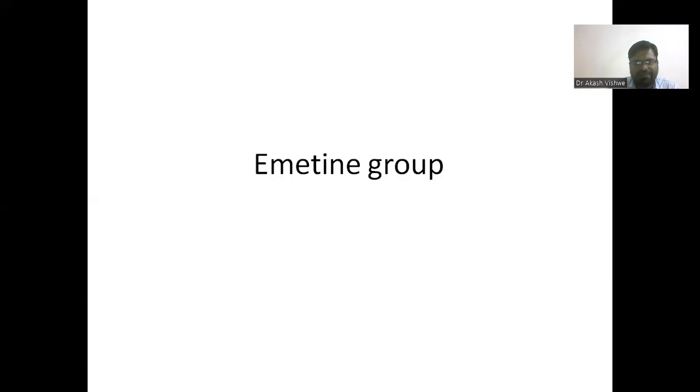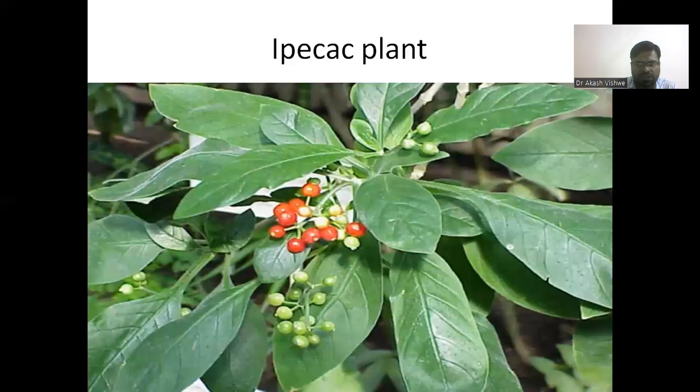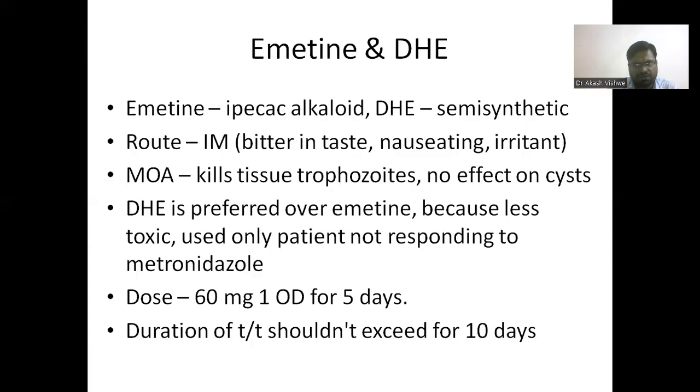So this is the emetine group. Emetine is obtained from a Brazilian plant known as the ipecac plant, so it is also known as the Brazilian root. So emetine and dehydroemetine. Emetine is actually an ipecac alkaloid.